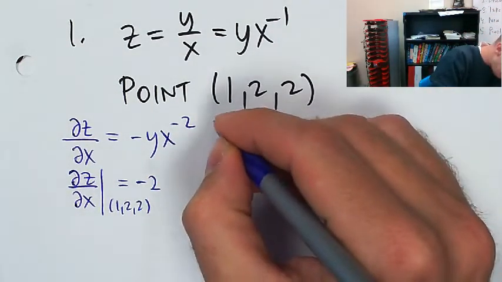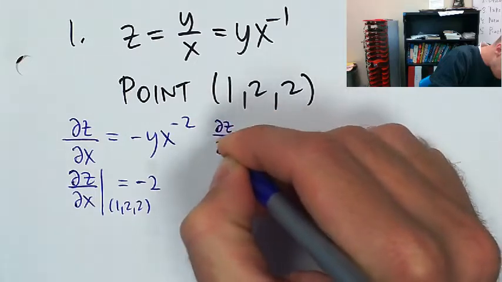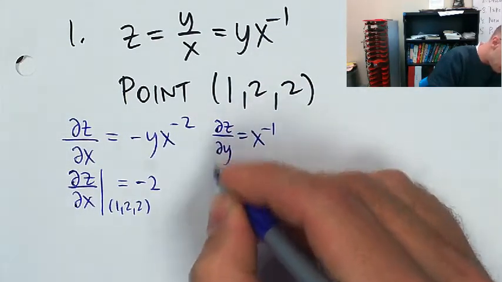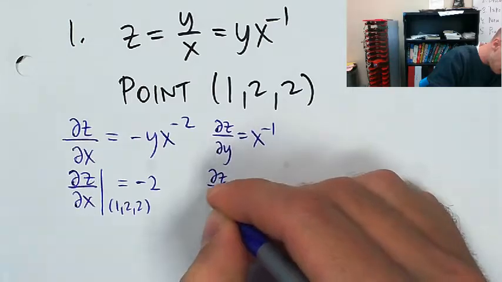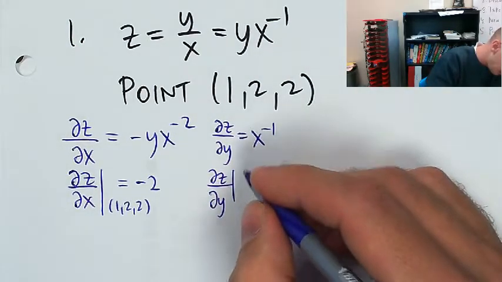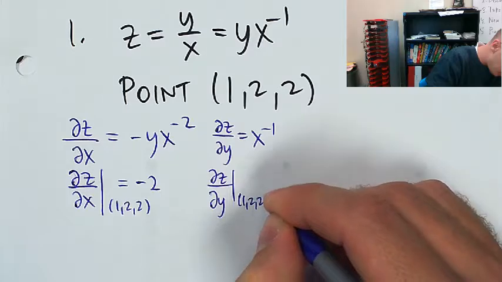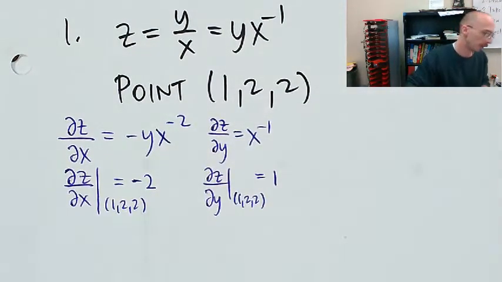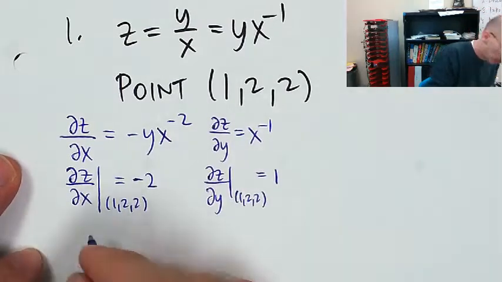Okay? And then dz dy is going to be just x to the negative 1. And dz dy at the point I'm interested in is just going to be 1, because it's going to be 1 to the negative first power. So at 1, 2, 2 it is equal to 1. Now that I've got my point and my partials, I'm ready to write my equation of my tangent plane. I've got enough room here.